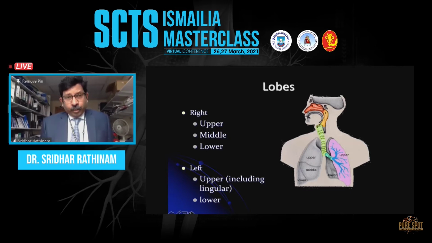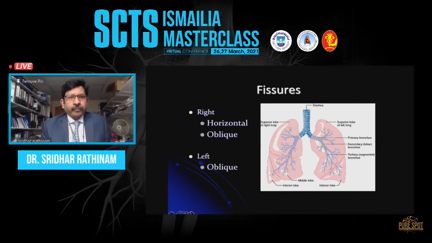On the right side, we have 3 lobes, upper, middle, and lower. And on the left, you have upper and lower. The lingula is a vestigial remnant of the middle lobe. They are not equally distributed. The middle lobe and the lingula account for about 1/5 of the volume, and upper and lower have more volume.